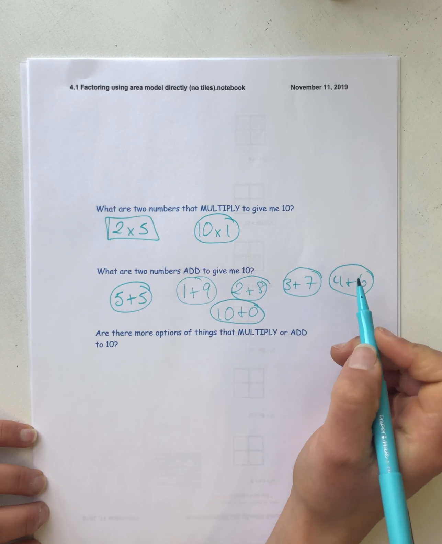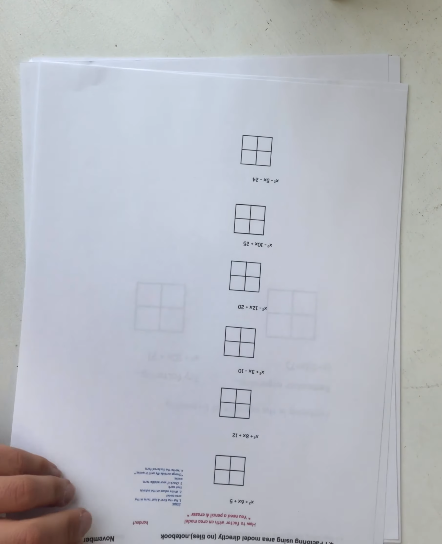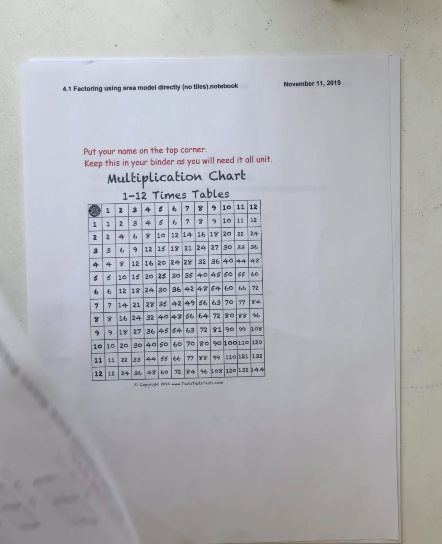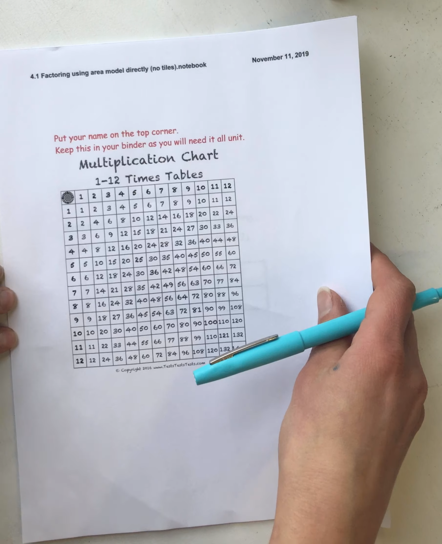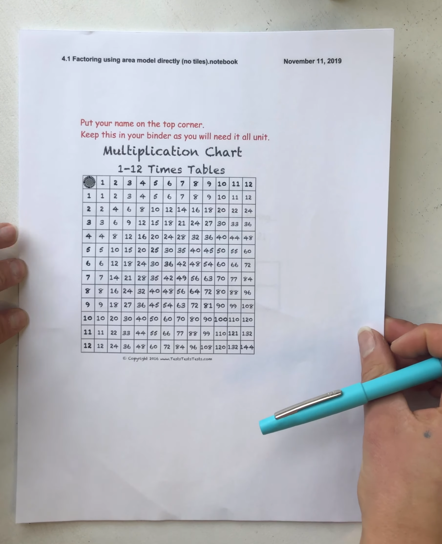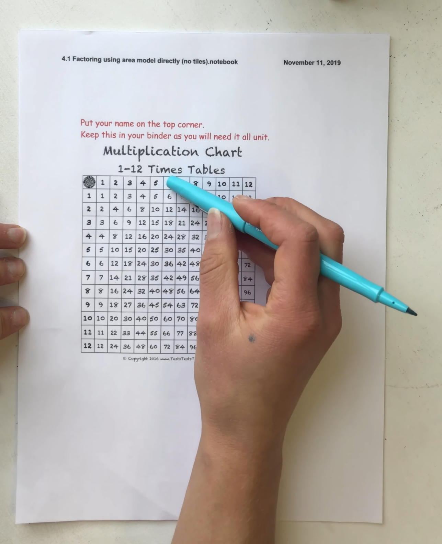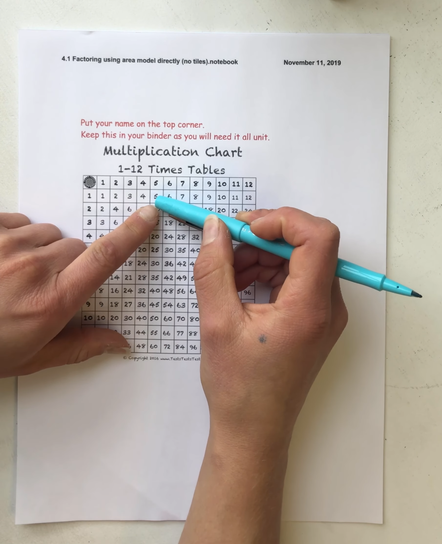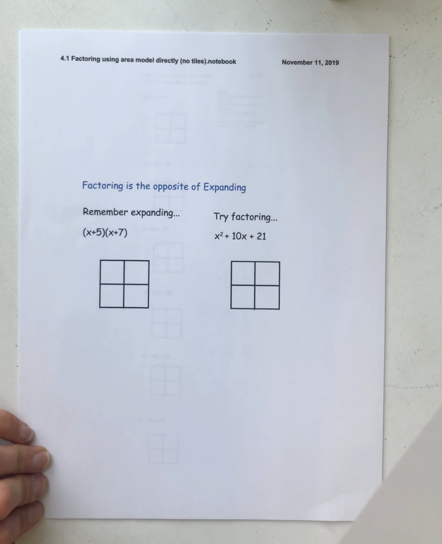So what you guys have been given is, I do not know why these are upside down, but I have given you guys a multiplication table. Okay? So with your multiplication table, you're going to be able to find out what things add together or multiply together to give you a certain number. Okay, so you're going to need this for when we do factoring.